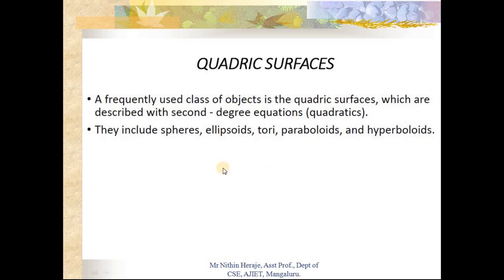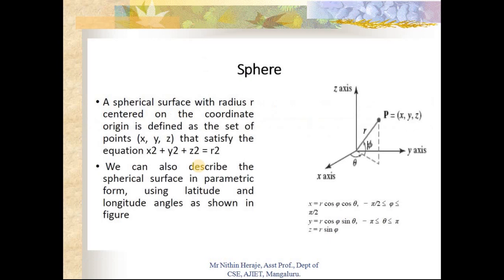Next, going to the quadratic surfaces. We might have spheres, ellipsoids, tori, paraboloids and hyperboloids. We'll look into them one by one. This is the case of a sphere. This would be the r value, that is the radius, wherein this is the z axis, x axis and y axis over here. This is a point with the coordinate values x, y and z.